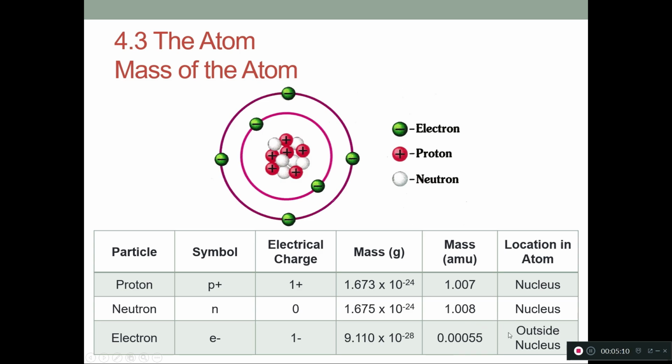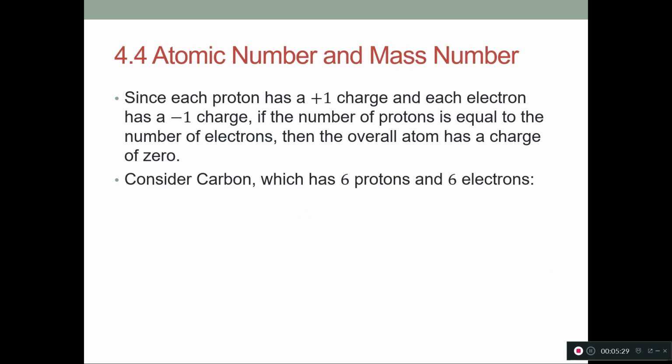And these are outside the nucleus. So one of the things that we will notice is that because the electrons are so much lighter than the proton and the neutron, we oftentimes do not take them into consideration when we are coming up with the mass of an atom. So since each proton has a +1 charge and each electron a -1 charge, if the number of protons is equal to the number of electrons, then the overall atom has a charge of 0.